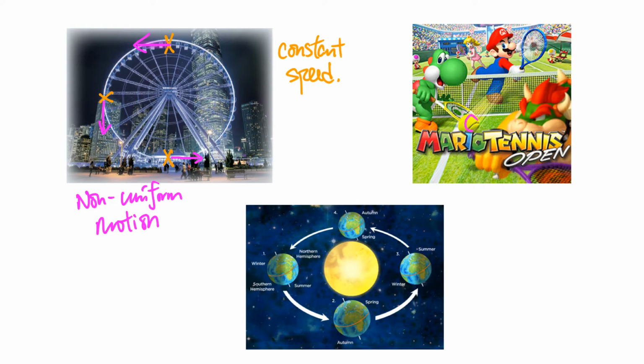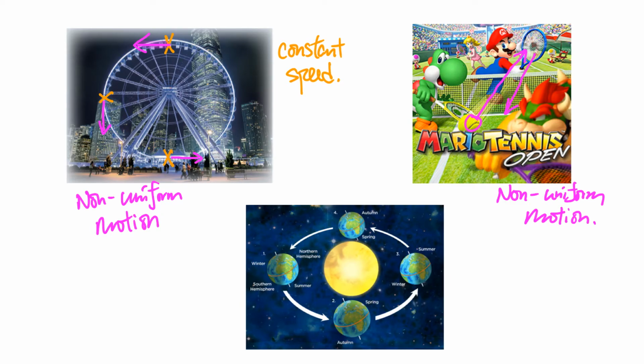Okay, so the ball right here, at the beginning, Yoshi is hitting the ball towards Mario in this direction, but Mario just catches the ball and hits it back in this direction. So obviously you see that the direction of the object changes. Not only this, the speed of the object will also change. So playing tennis is also a non-uniform motion example.